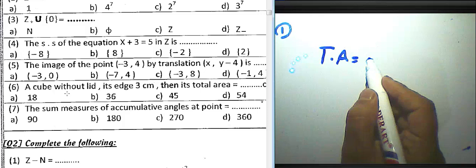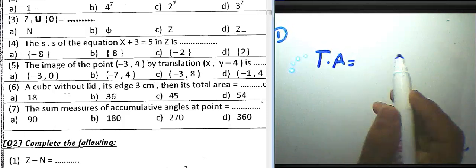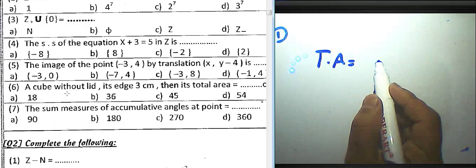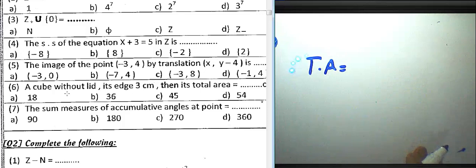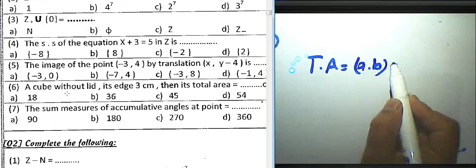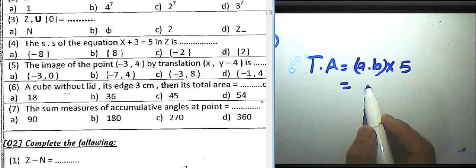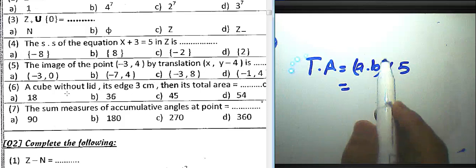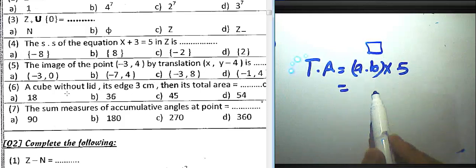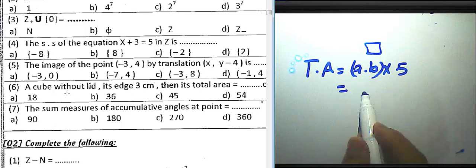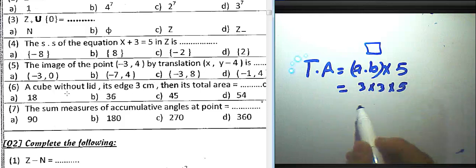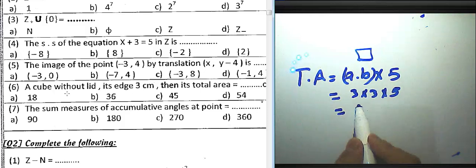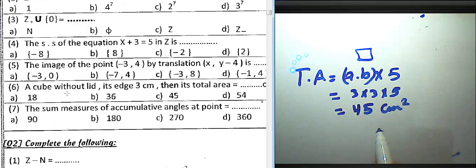Total area will be length times length, multiplied by 5, or side by side times 5, or area of the base times 5. The base is a square. We know the area of a square is length by length, or side by side. So the result will be 3 multiplied by 3 multiplied by 5. 3 times 3 equals 9. 9 times 5 equals 45. The result will be 45 square centimeters.